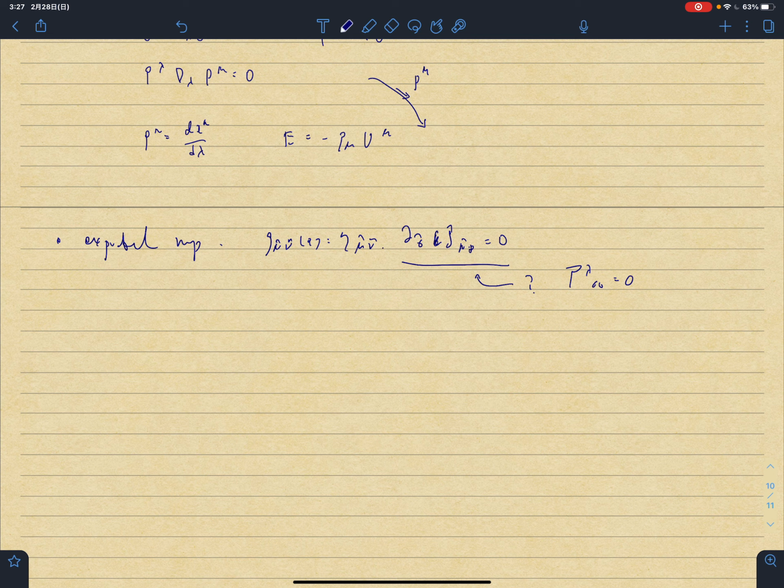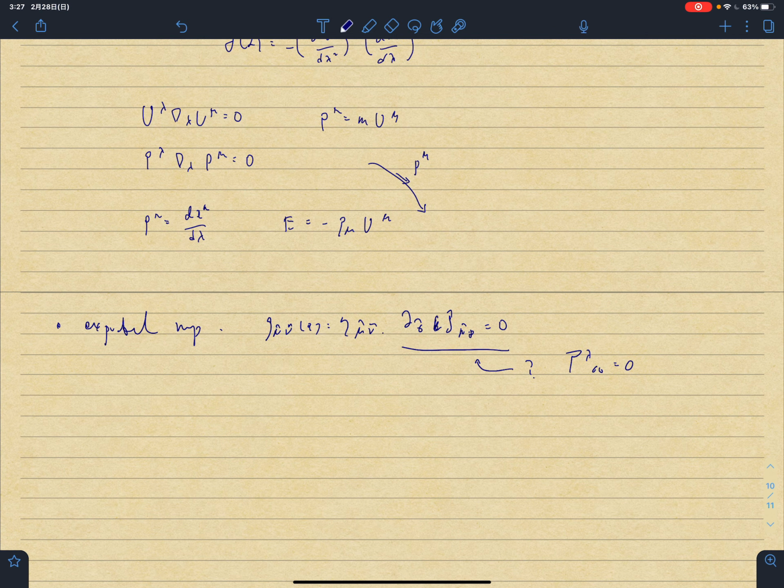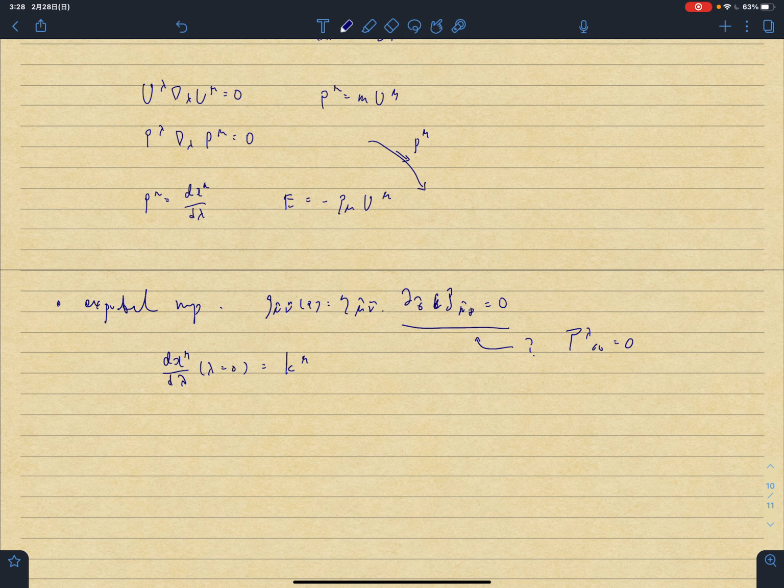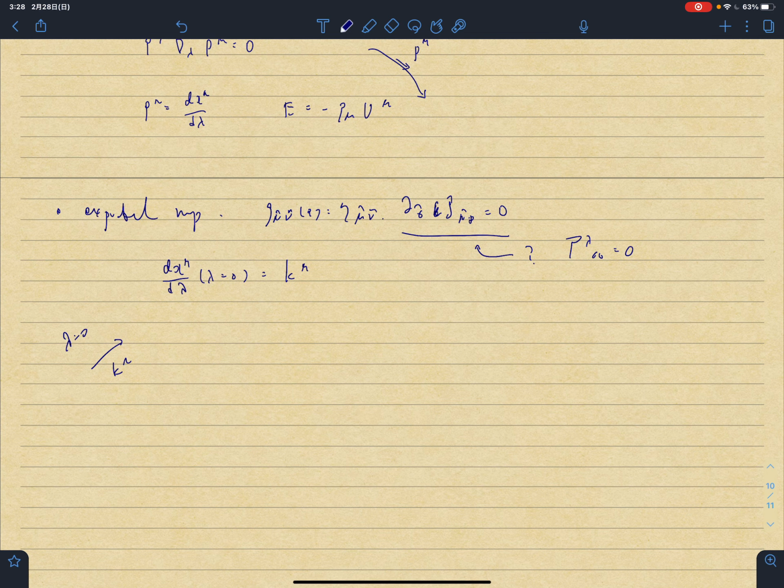Through the definition of the exponential map, we begin by noting that for any vector k there is a unique geodesic passing through P for which k is the tangent vector at lambda equals 0, with dx^mu/dlambda equal to k^mu. This follows from the fact that specifying initial data in the form of x(P) and k^mu completely determines a solution, so there will be a unique point on this geodesic.